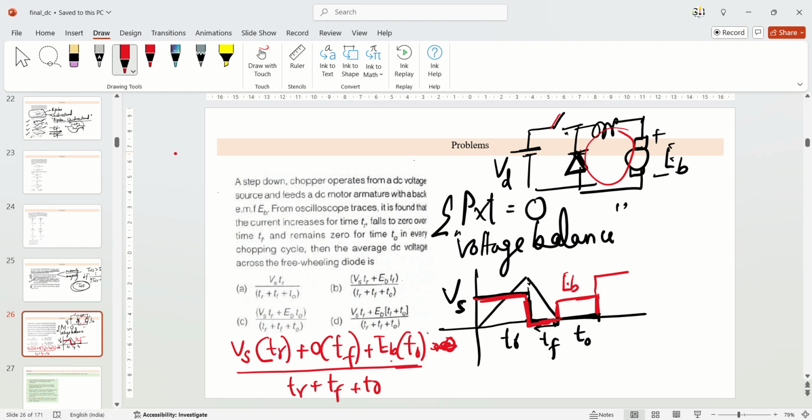So the Eb multiplied by T0, this option is correct. Vs multiplied by Tr is already 0, this is Eb. Okay, so this is correct for this statement.